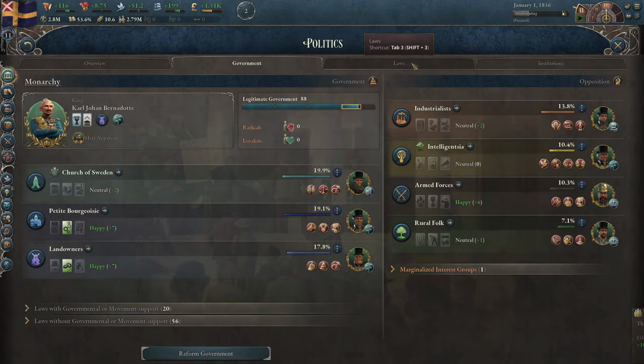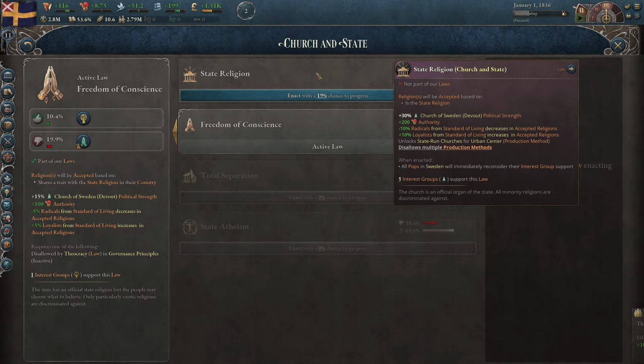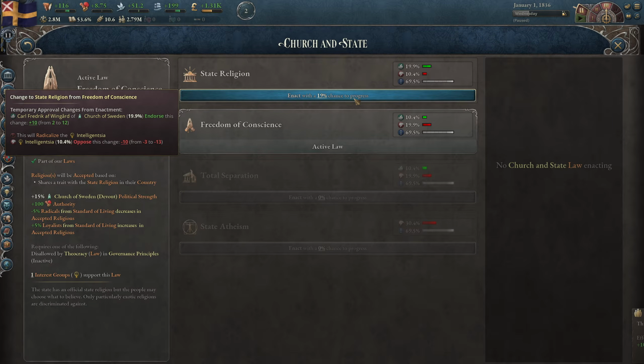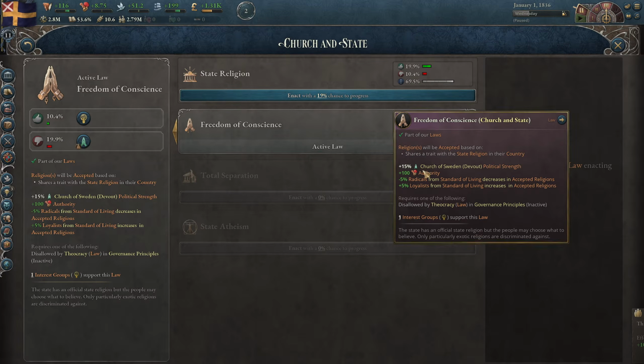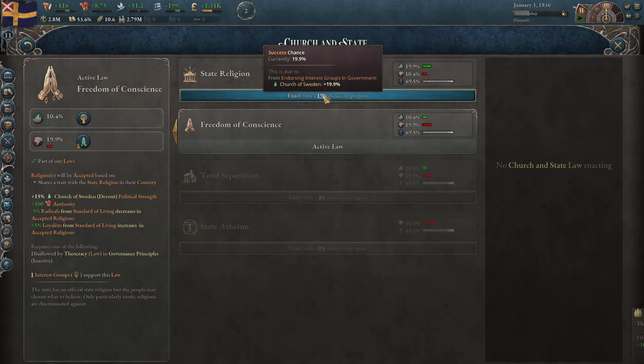For example, if I go to the laws here, and I go to my church and state, we can go towards state religion. We now have freedom of conscience, which gives the church 15% extra clout and the other bonuses. We can go to state religion. This gives the church even more clout, which we don't want, because the church is backwards and they will always be backwards. We do get more authority though. And we have a 19% chance to succeed. Why is that? Well, the Church of Sweden would like the country to have a state religion.